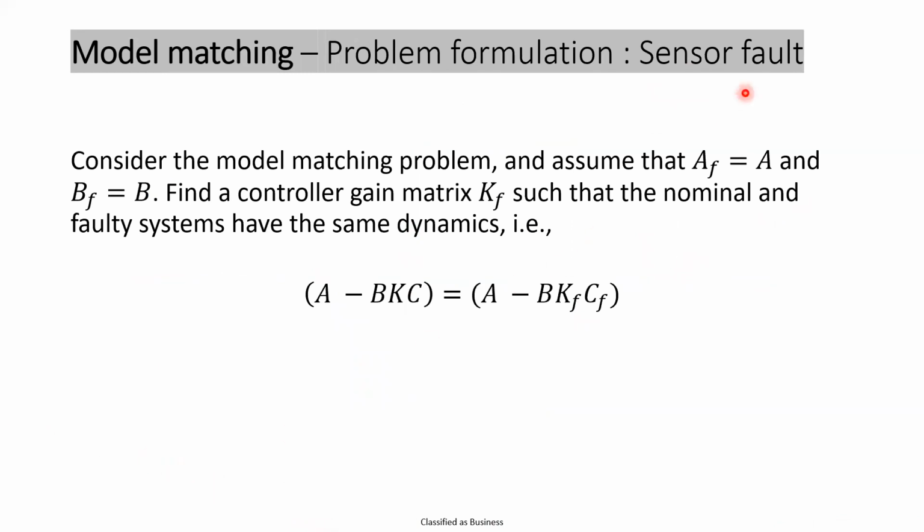So if you have a fault in the sensor, then C is not equal to C, then C is actually CF. So instead of C, you have CF. But AF and BF, they are equal to their nominal value. So AF is equal to A, BF is equal to B. In this situation, if you look at this equation, it also shows that when you have a fault in the sensor, the controller should be in the form of output feedback.